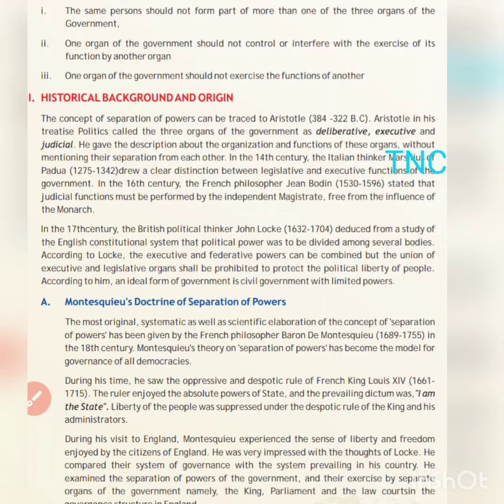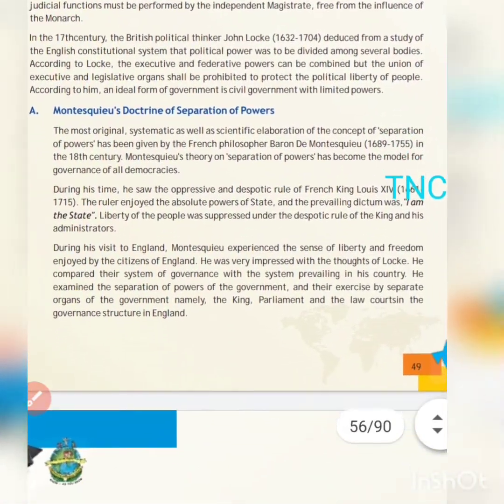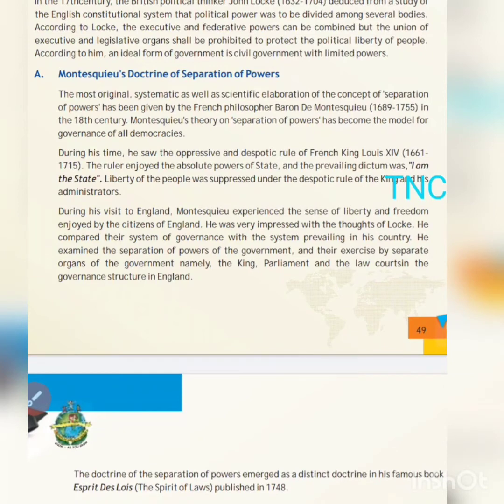Montesquieu's doctrine of separation of powers: the most original, systematic and scientific elaboration of the concept of separation of powers was given by the French philosopher Baron de Montesquieu in the 18th century. His theory on separation of powers has become the model for governance of all democracies. Whatever he said about separation of powers has become a model for all democracies of the world. During his time, he saw the oppressive and despotic rule of the French King Louis XIV.